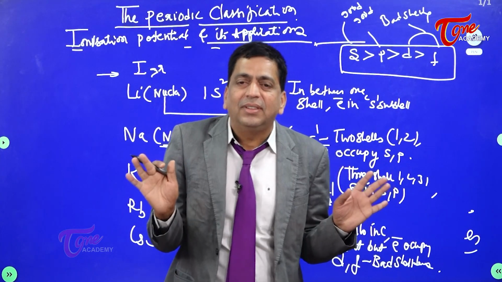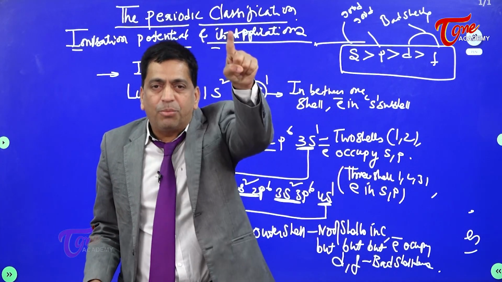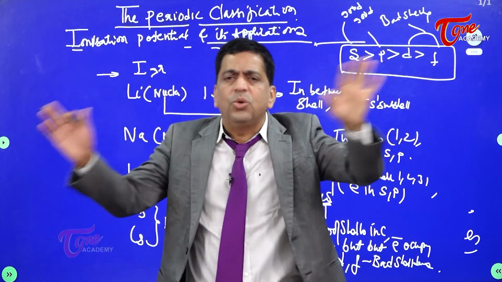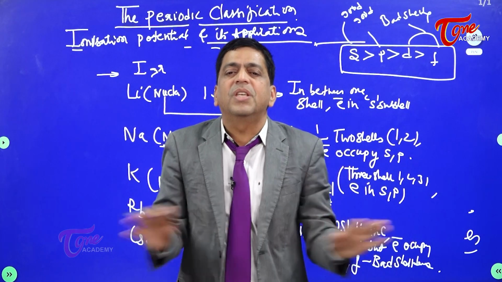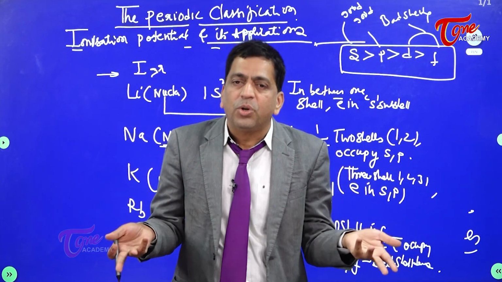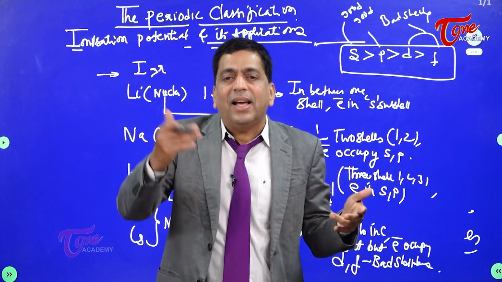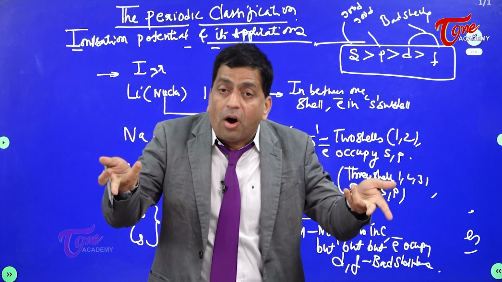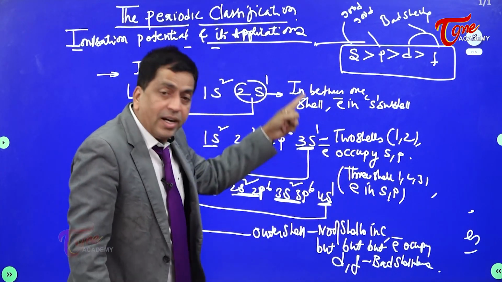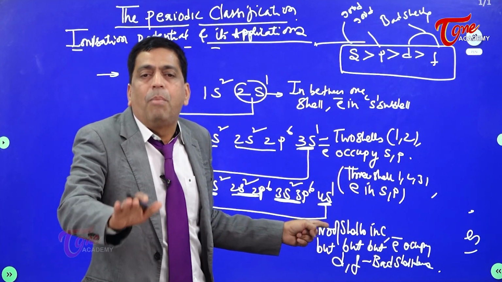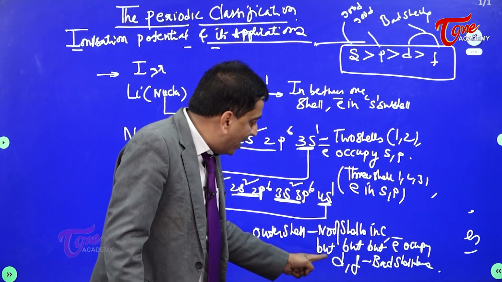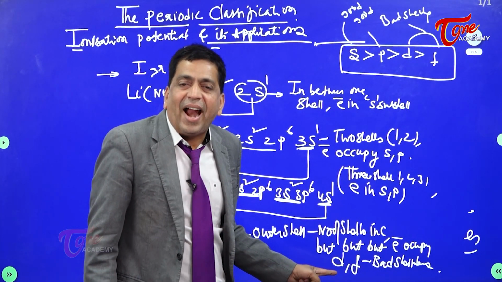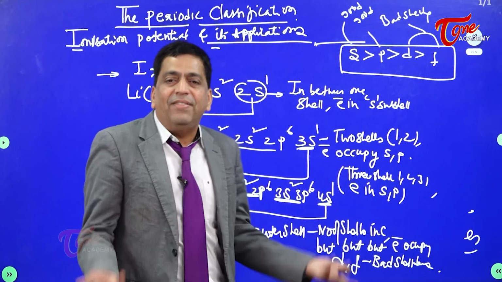So what happens in a group from top to bottom, number of shells increase. When number of shells increases, size increases. There is absolutely no dispute in it. The dispute is only that the way the size is increasing on the top is not increasing the same way at the bottom. Because even though the number of shells are increasing, at the bottom they are occupying D and F subshells, and D and F are bad shielders. And the nucleus is growing.